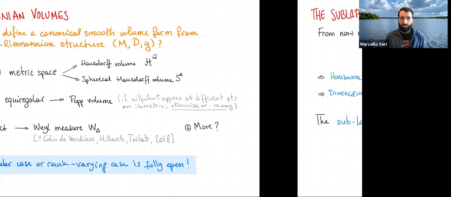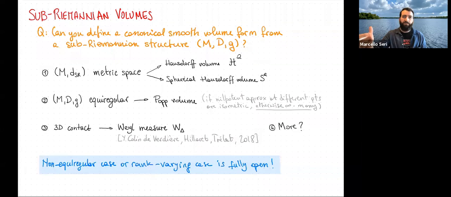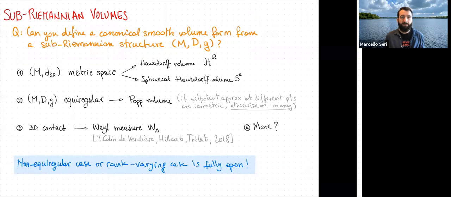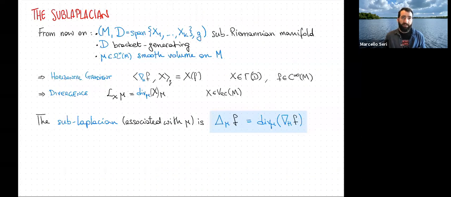I mean, you have seen the one about the relation between Ouster volume and pop volume is 2012. The Weil measure is 2018. These are all very recent works. But now we have a volume. We know that we can define, at least in the equiregular case, a good volume. So we can take our Subriemannian manifold. We can take a bracket-generating distribution there of dimension k. We can take a smooth volume, anything. We don't have a canonical one, as we've seen, so we just pick one, as long as it's regular enough.